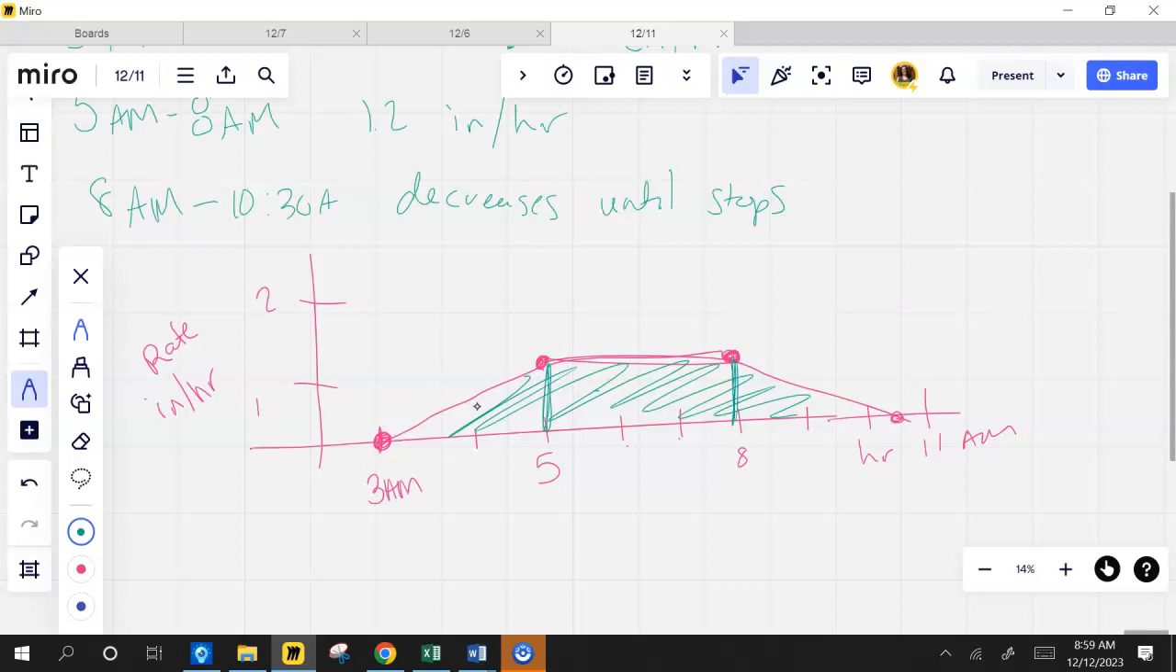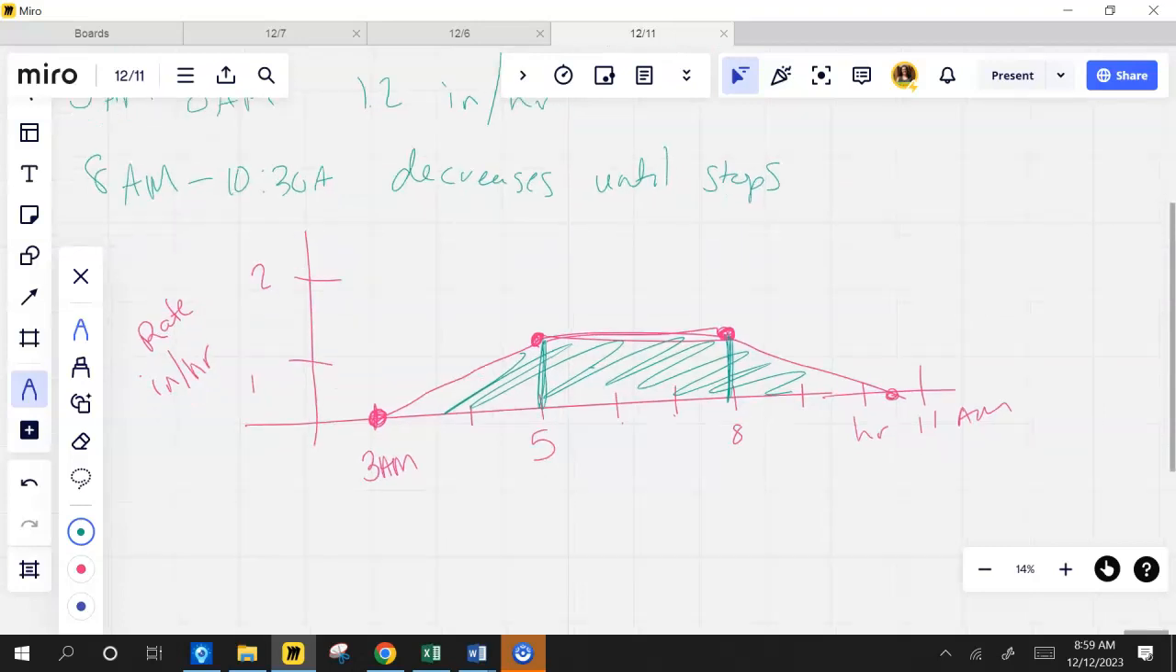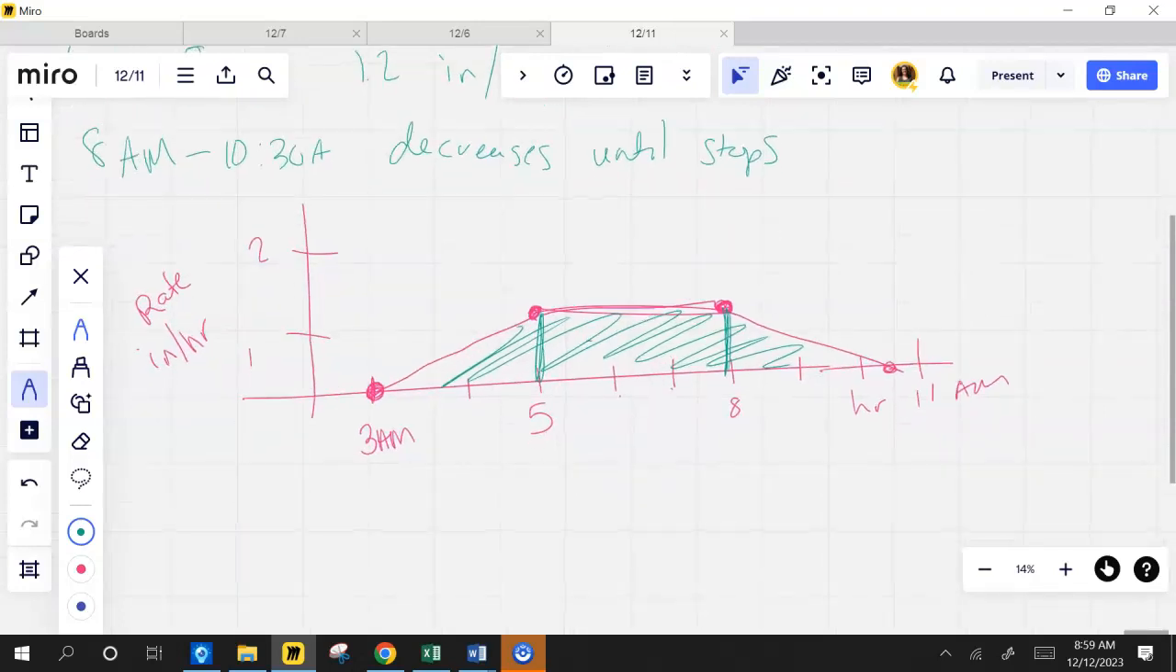All right, well, let's figure it out. The total amount of snow fallen, I need the area under the curve. So I'm just going to break this into shapes.